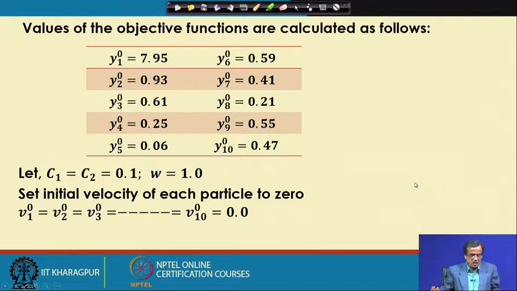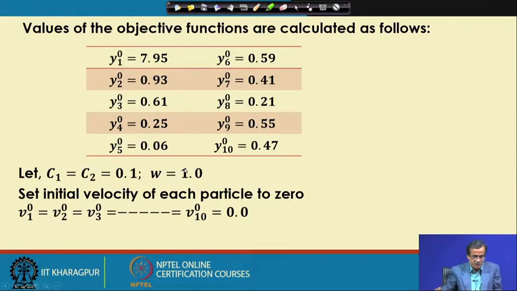Let us assume that C1 equals C2, which is 0.1. C1 is the coefficient for the cognitive parameter, C2 is the social parameter, and W is the inertia weight, which is 1.0. These values are selected by the user at random.